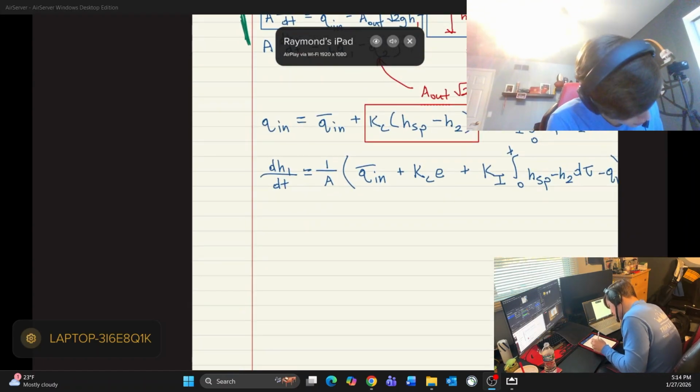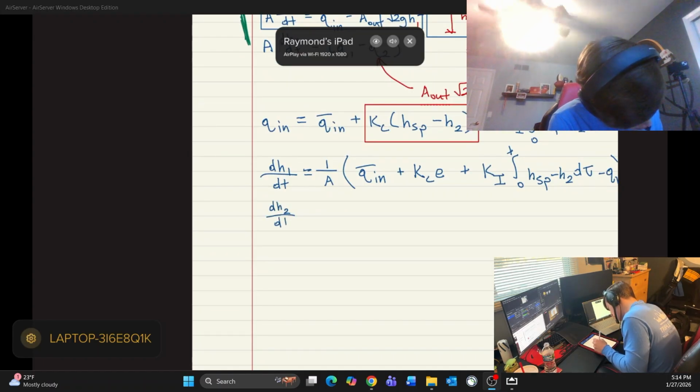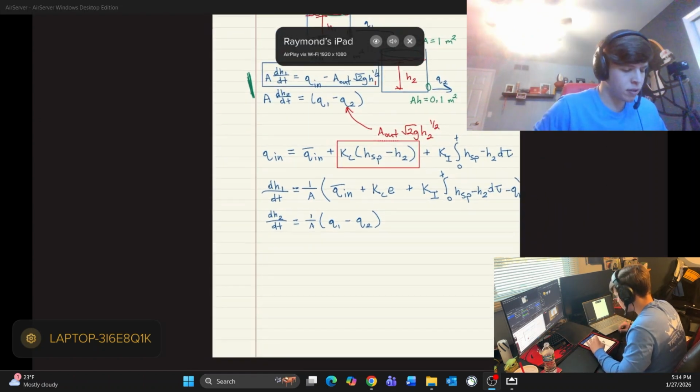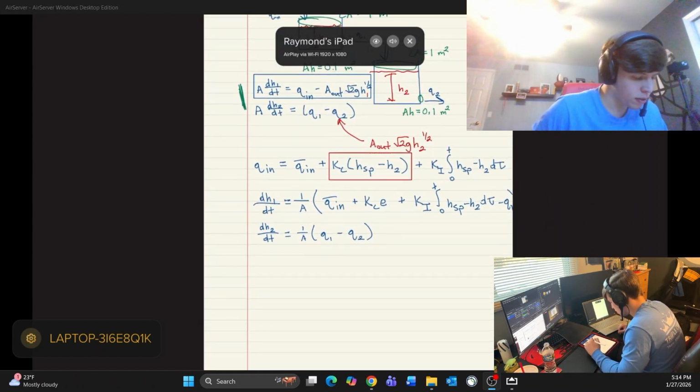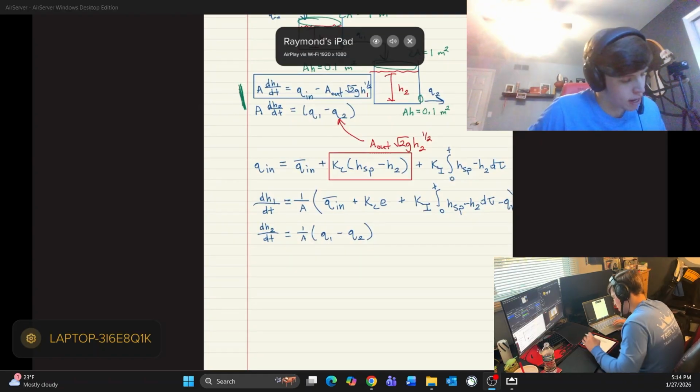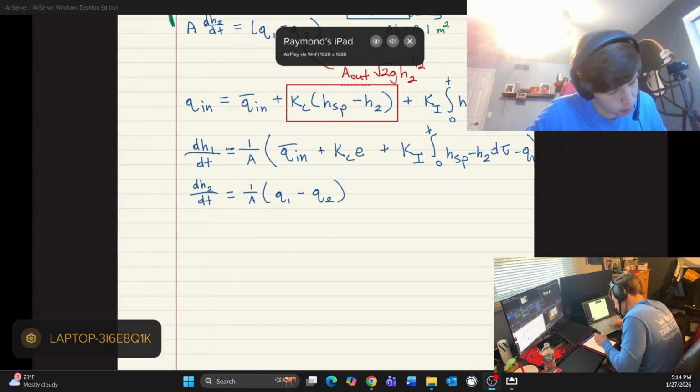And so our second equation for now, we are just simply going to rewrite as dh2 dt equals 1 over A, q1 minus q2. So now that we have these two equations set up, what we're going to get into next is we're going to use our fundamental theorem of calculus.